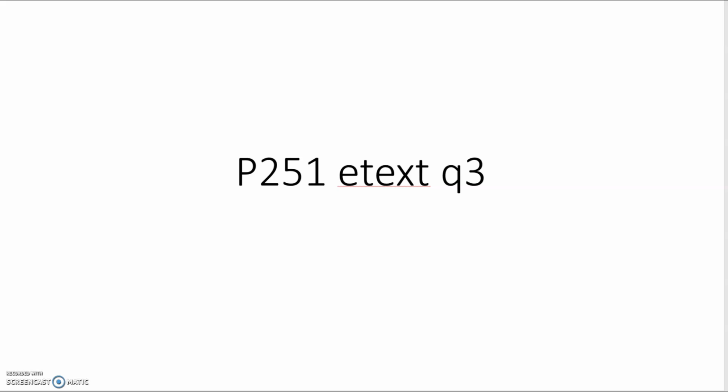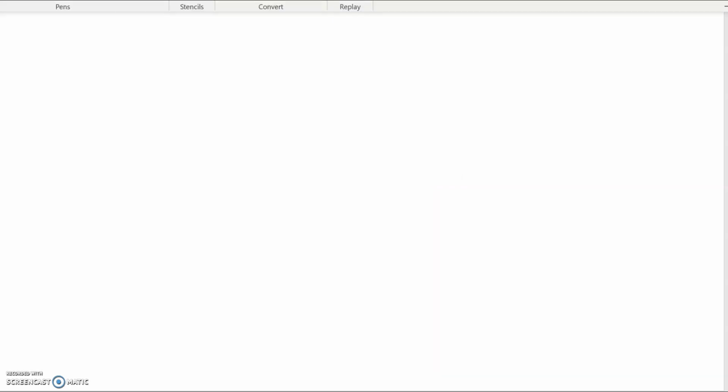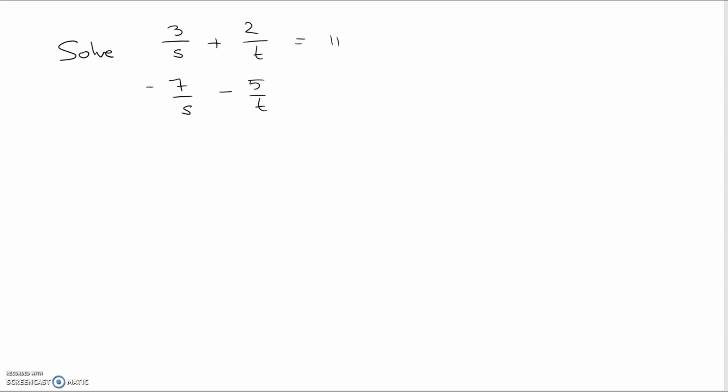Hi there, this is a short video on a question that I've been asked from the etext, page 251, question 3. And what it says is this. It says solve, and it looks quite complicated. 3 over s plus 2 over t equals 11, and solve it simultaneously with negative 7 over s minus 5 over t equals negative 26.